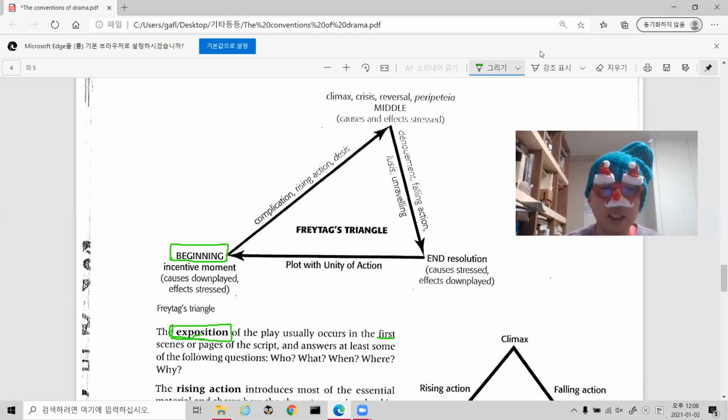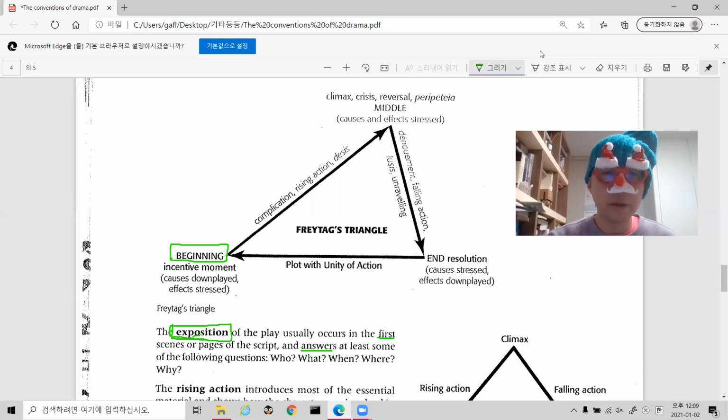This exposition scene tries to answer not a whole lot of questions. If you answered all the questions in the exposition, you wouldn't have any more stories left to tell throughout the drama. So in the exposition it only answers some part of the questions, such as who, what, when, where, and why.